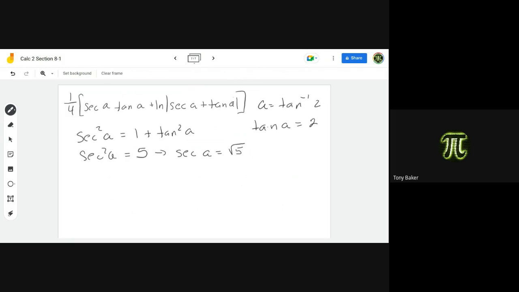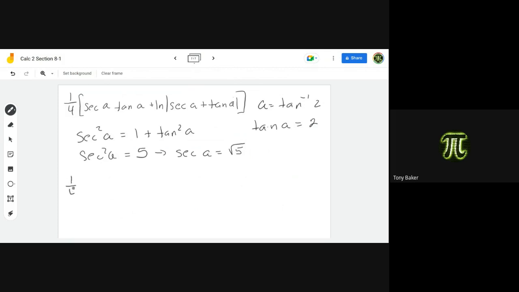Because 1 plus 4 is 5. Because tangent A is 2, 2 squared is 4, and 1 plus 4 is 5. If it really came to it, could I just plug it all into Desmos and get an answer? You're going to get a decimal answer though, and this is going to give me my exact answer.